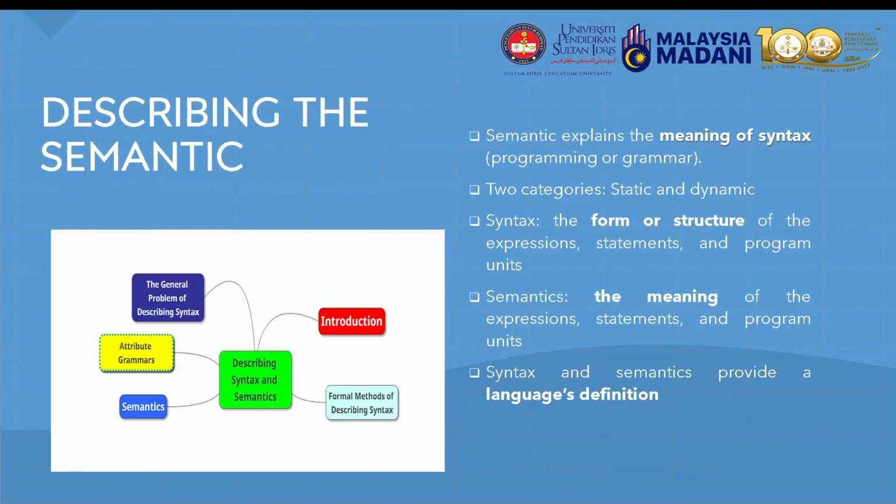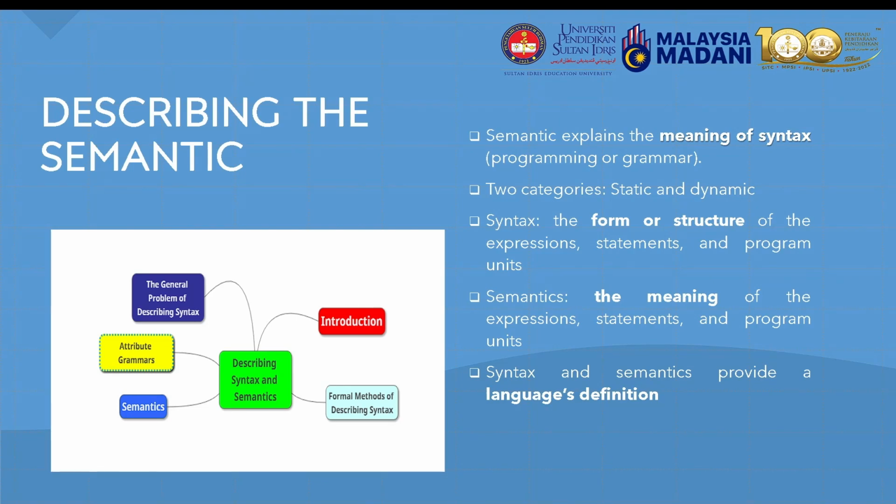To describe the semantics, semantics explain the meaning of the syntax, programming or grammar. Grammar is a generative device for defining the language. They have two forms of categories: static and dynamic. Syntax is the form or structure, while semantic is the meaning, like I said in the earlier slide. Language, syntax and semantic provide the language definitions. As you can see here in the figures, describe syntax and semantic.